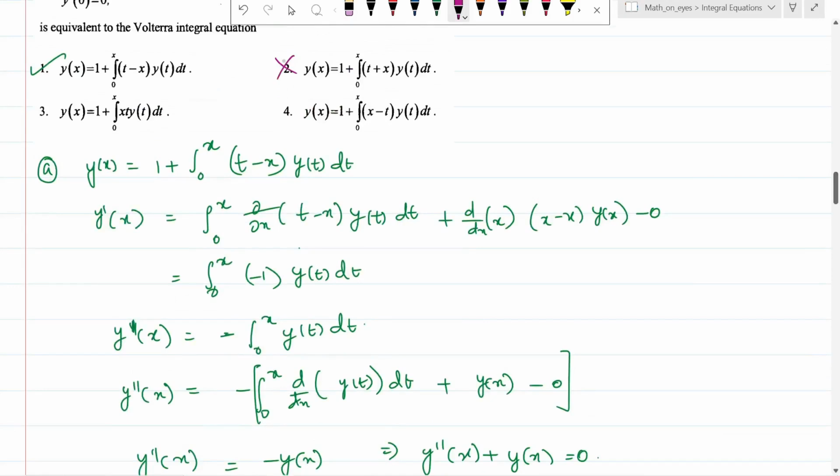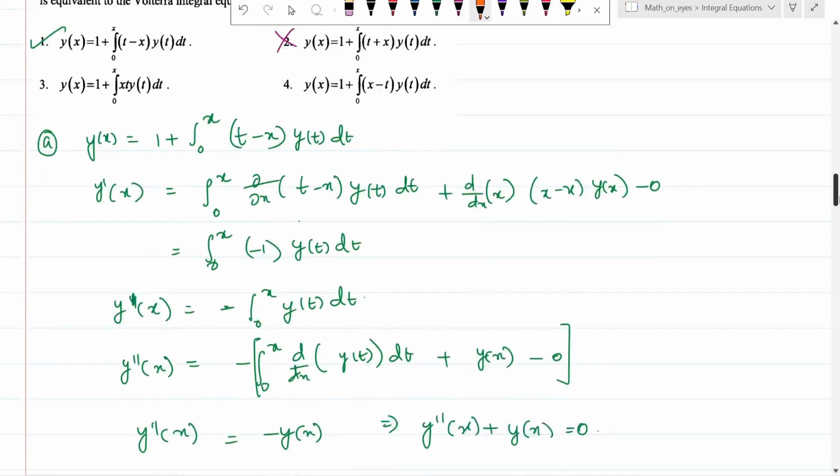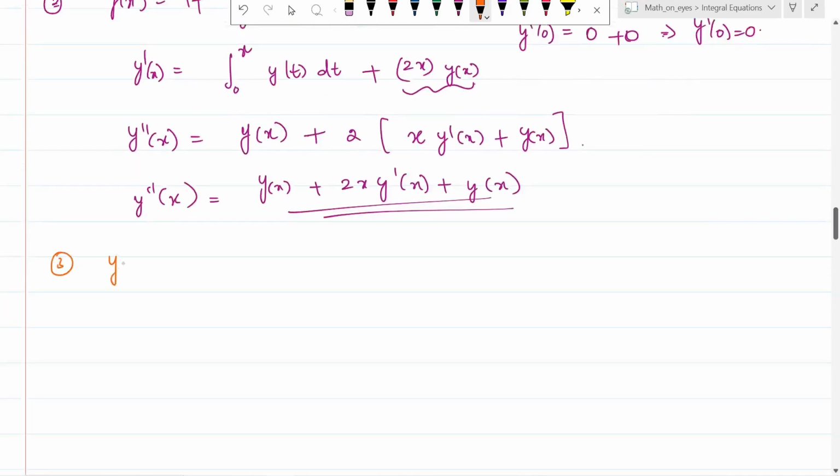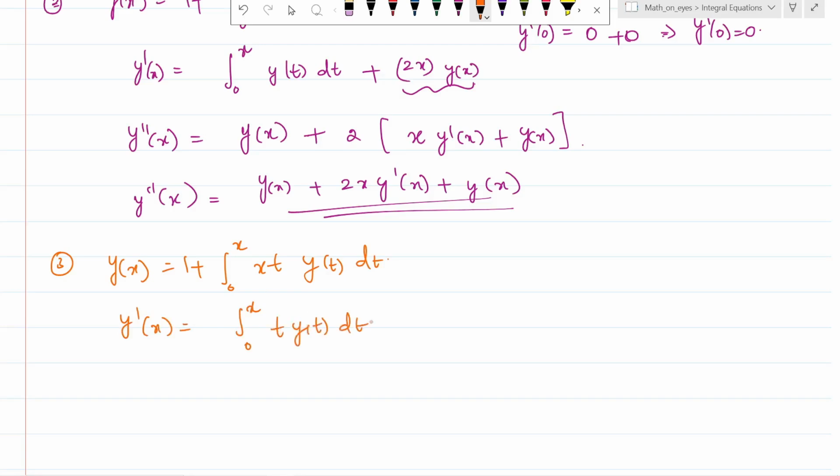In the third one, y(x) is equal to 1 plus integral 0 to x of xt y(t) dt. So y'(x) is equal to integral 0 to x, we get t here, t into y(t) dt, and then applying the upper limit we have plus t into y(t) dt. By the Leibniz rule we will have x into y(x), and when you apply the lower limit it will become 0.